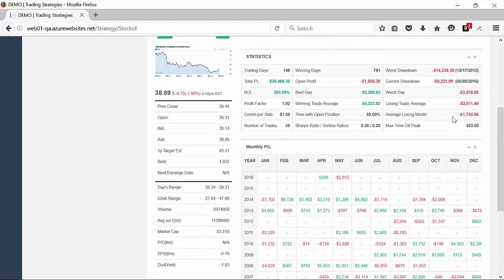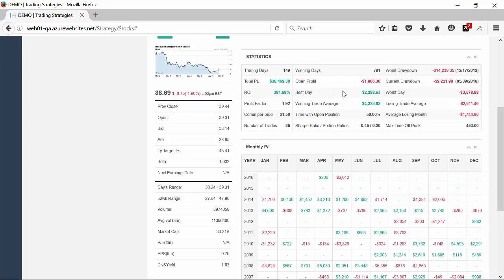If we look here in the middle section, it gives you some information. Here's your total P&L, your ROI, your profit factor, commission per side, number of trades. This particular system only did 35 trades over the last 12 years. Some of our strategies are similar to that. Other ones maybe do a couple of trades a month.